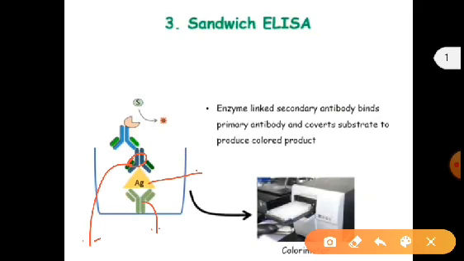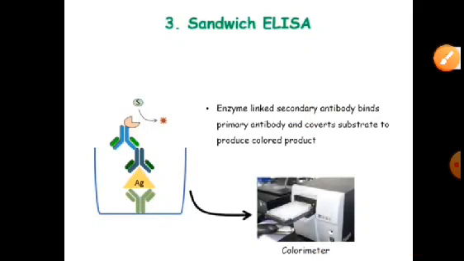Then secondary antibodies are added which get bound to the primary antibodies. After that, incubation is done and finally substrate is added. If the antigen is present in the sample, it produces color. Otherwise, it will not produce any type of color. So this is a sandwich ELISA.